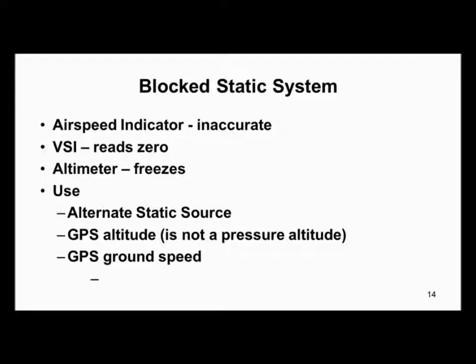So this here is mostly a review from yesterday or the day before. If we got a blocked static system, airspeed indicator is going to be inaccurate. We already talked about that. Vertical speed is going to go to 0. Altimeter is going to stop moving. What can you do about it? Number one, use your alternate static source valve if you have one.